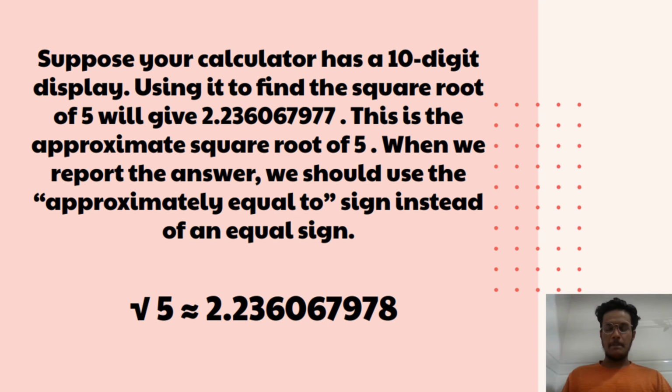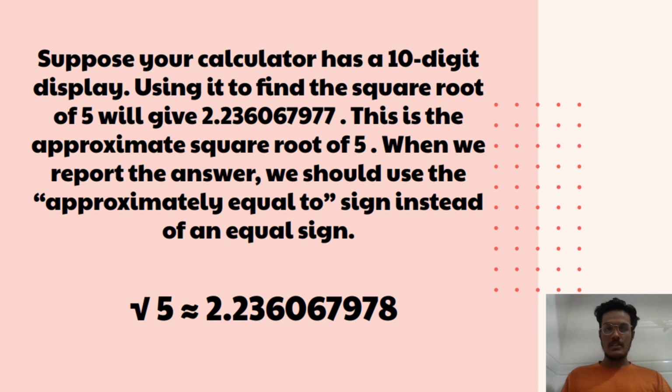We have one simple example here. Suppose your calculator has a 10 digit display. Using it to find the square root of 5 will give 2.236067977 something like that. This is the approximate square root of 5, not the exact square root of 5. Whatever value we are getting, 2.236 like that, this value is the approximate square root of 5, not the exact value of the square root of 5.